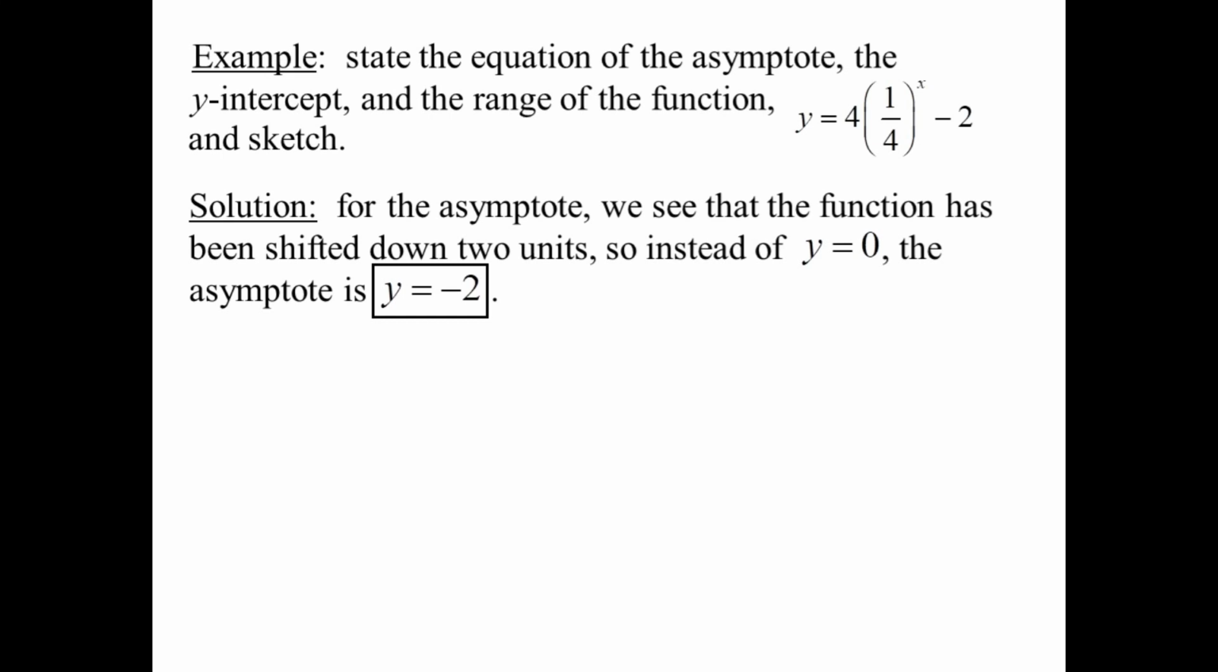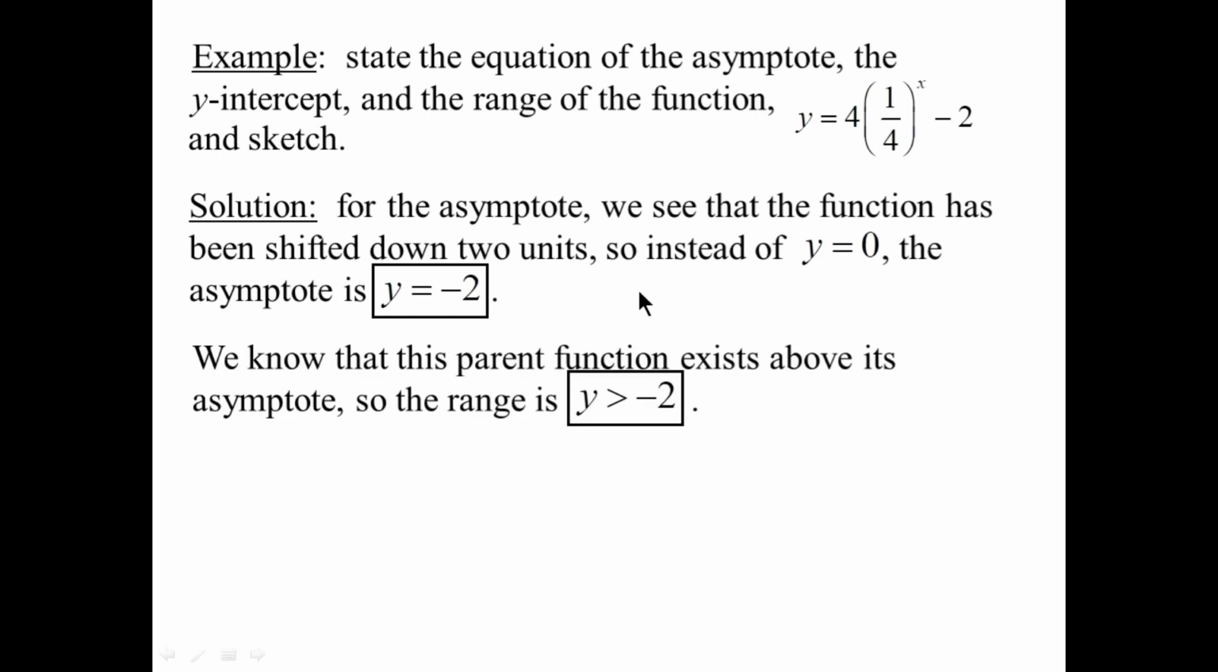Solution: for the asymptote, we see that the function 1/4 to the x has been shifted down 2 units. So we have to analyze it a bit and understand the entire graph has been shifted down 2 units. So the asymptote, which was normally at y equals 0, has been shifted down to y equals negative 2, the new asymptote. Now I stress here, this number on the end is always the asymptote for exponential functions. So if you're asked what is the asymptote of the following, there it is there. It's y equals -2.